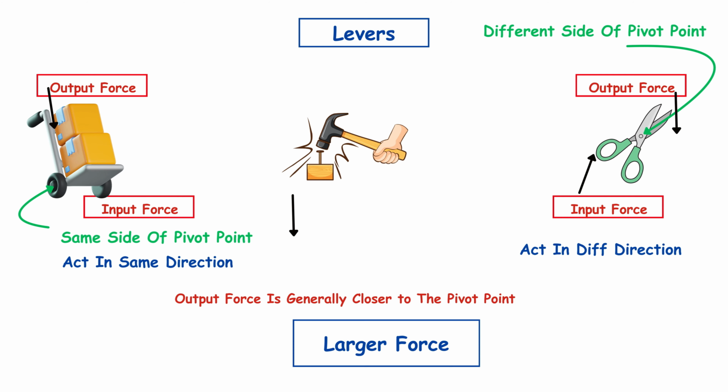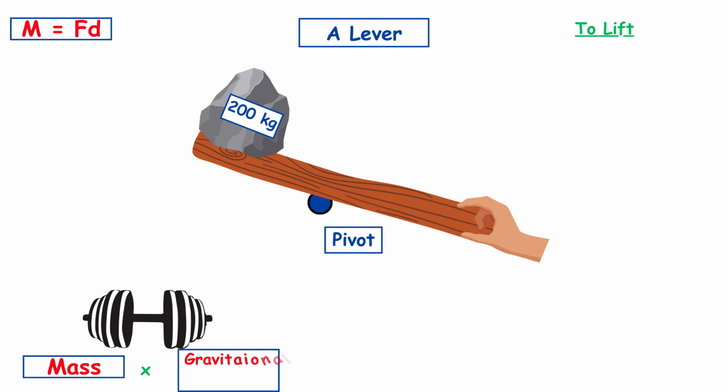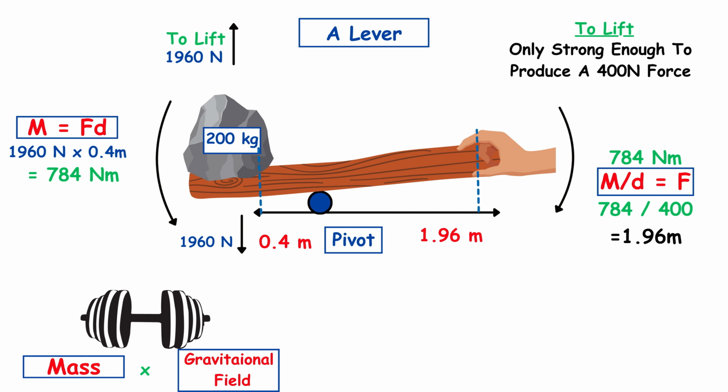To understand how this works in practice, let's imagine a scenario where we want to lift a large and heavy rock that has a mass of 200 kilograms. Since weight is calculated by multiplying mass by gravitational field strength, and using the approximate value of gravitational field strength as 9.8, this rock would have a weight of 1,960 newtons acting downwards. If we were to try lifting this rock directly without any mechanical help, we would need to exert an upwards force greater than 1,960 newtons, which is far beyond what most people are capable of.